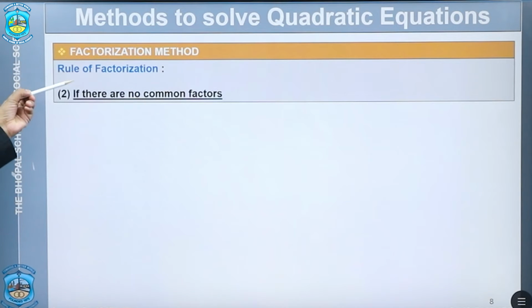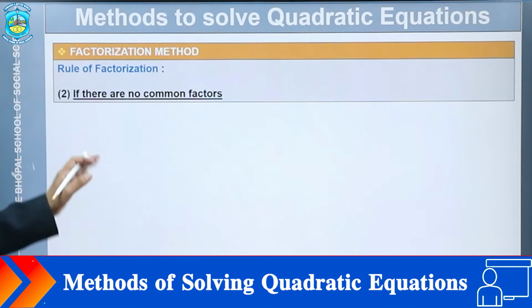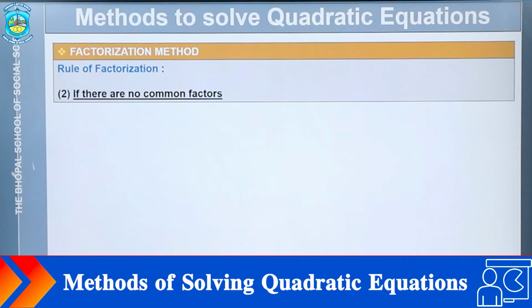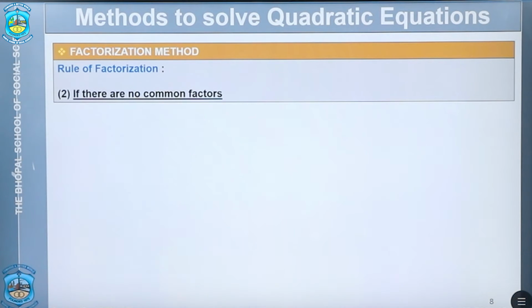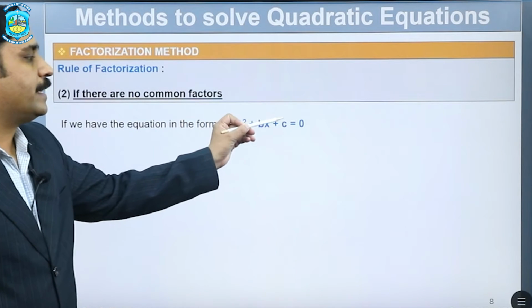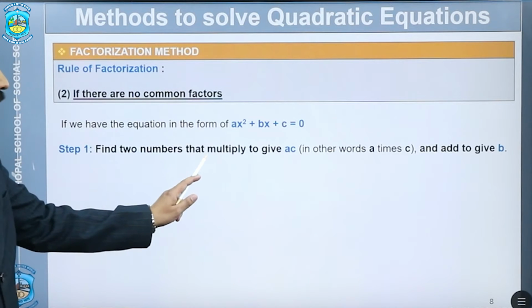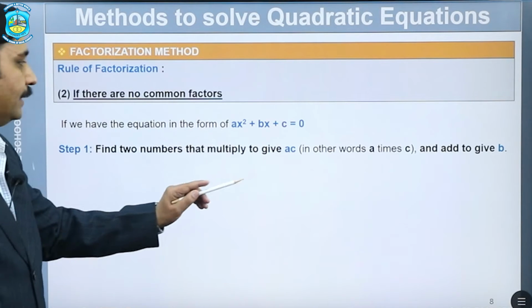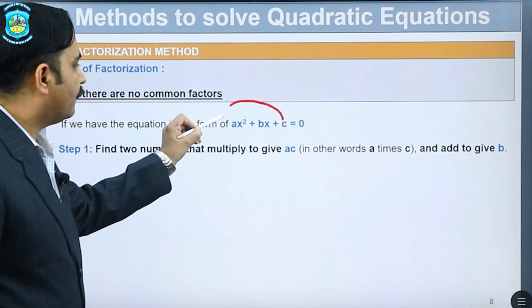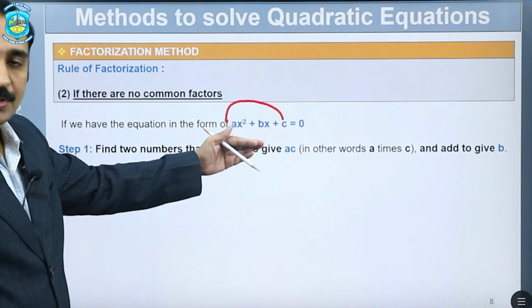Now, the second rule, if there are no common factors. In the previous one, we had common factors, so we easily took the common out of it. But in the second case, there are no common factors. Now, how to solve the problems? Let us take an example. If we have an equation of the form ax square plus bx plus c is equal to 0, the first step is to find two numbers that multiply to give AC. That means I have to multiply the first and third term. This equation is given to us.